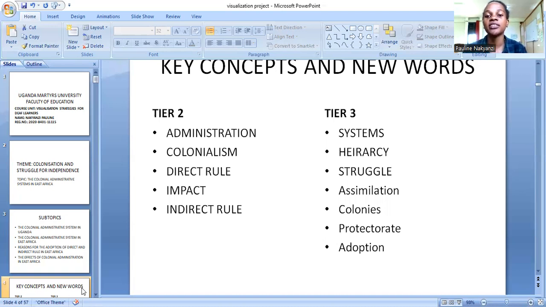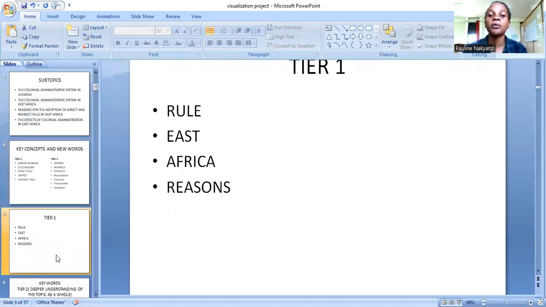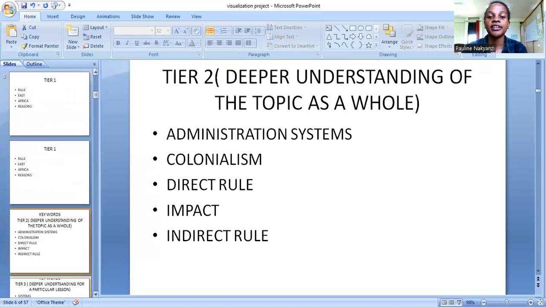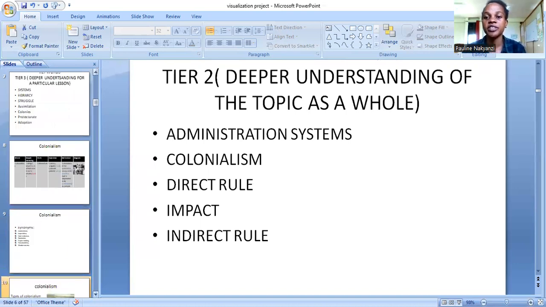That is Tier 1, Tier 2, and Tier 3. Tier 2 are the words that need deeper understanding for the development of the lesson. And Tier 3 need deeper understanding for a particular lesson. And Tier 1 are words that are always used in everyday life but need explanation for deeper understanding. As you can see, these are the Tier 2, which need deep understanding for that whole topic. And then Tier 3 words for a particular lesson.